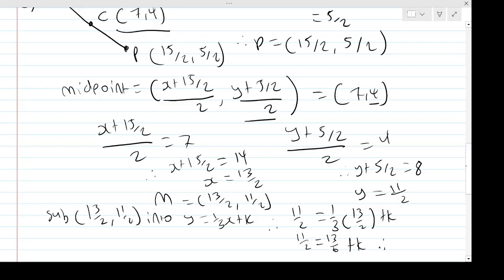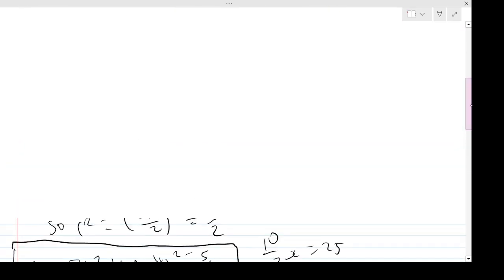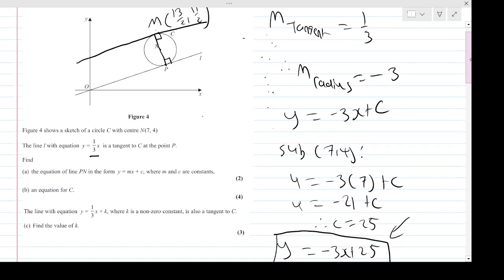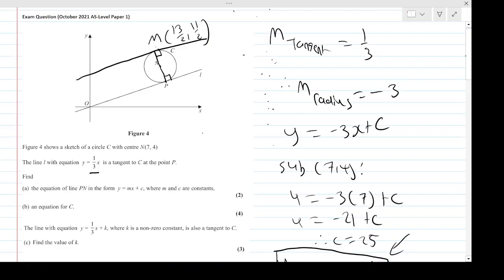Therefore, if we subtract 13 over 6 from both sides, I get k is 10 over 3. Cool, there we are. So, yes, that's that question now.